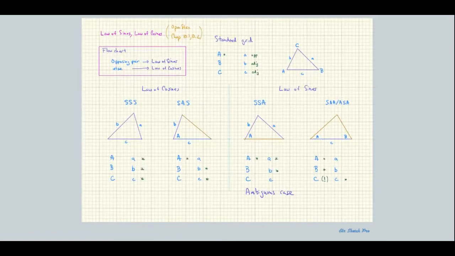Now, another way you can look at it is that if you're only seeing one side length, that means we're going to be looking at law of sines. If you see three sides, that means we're going to have law of cosines. It's only when you have two sides that you have to make the decision between law of sines and law of cosines. And to tell which one it is, you look for the opposing pair, right?